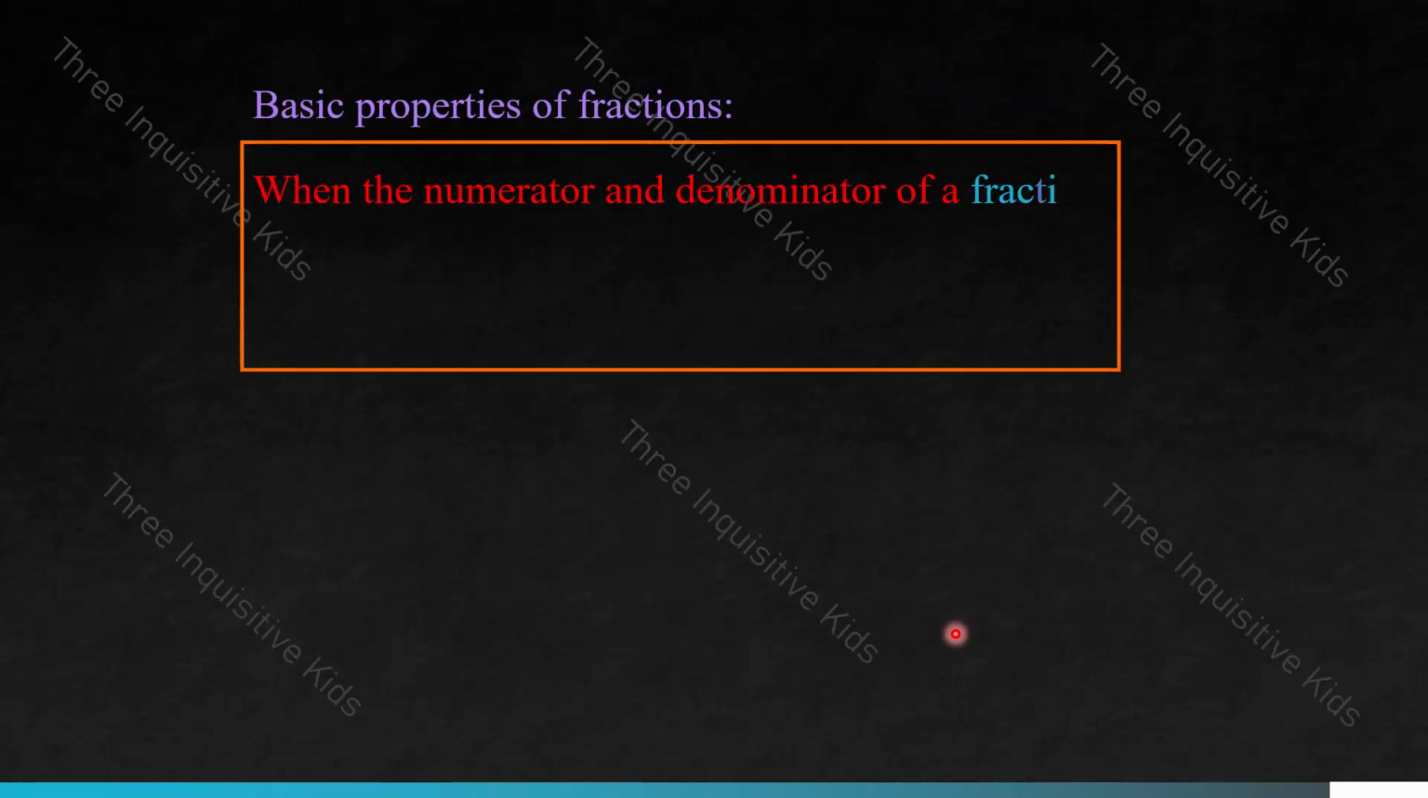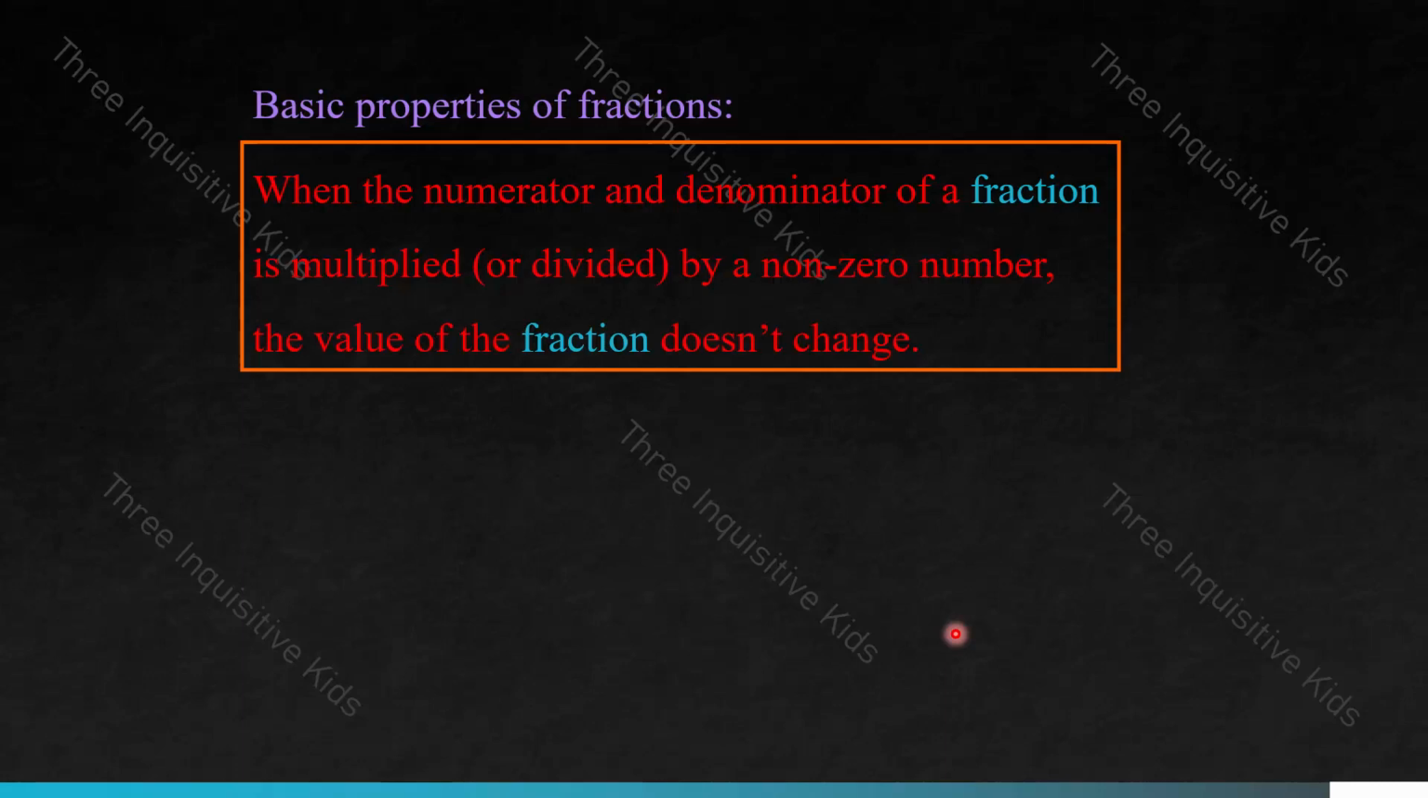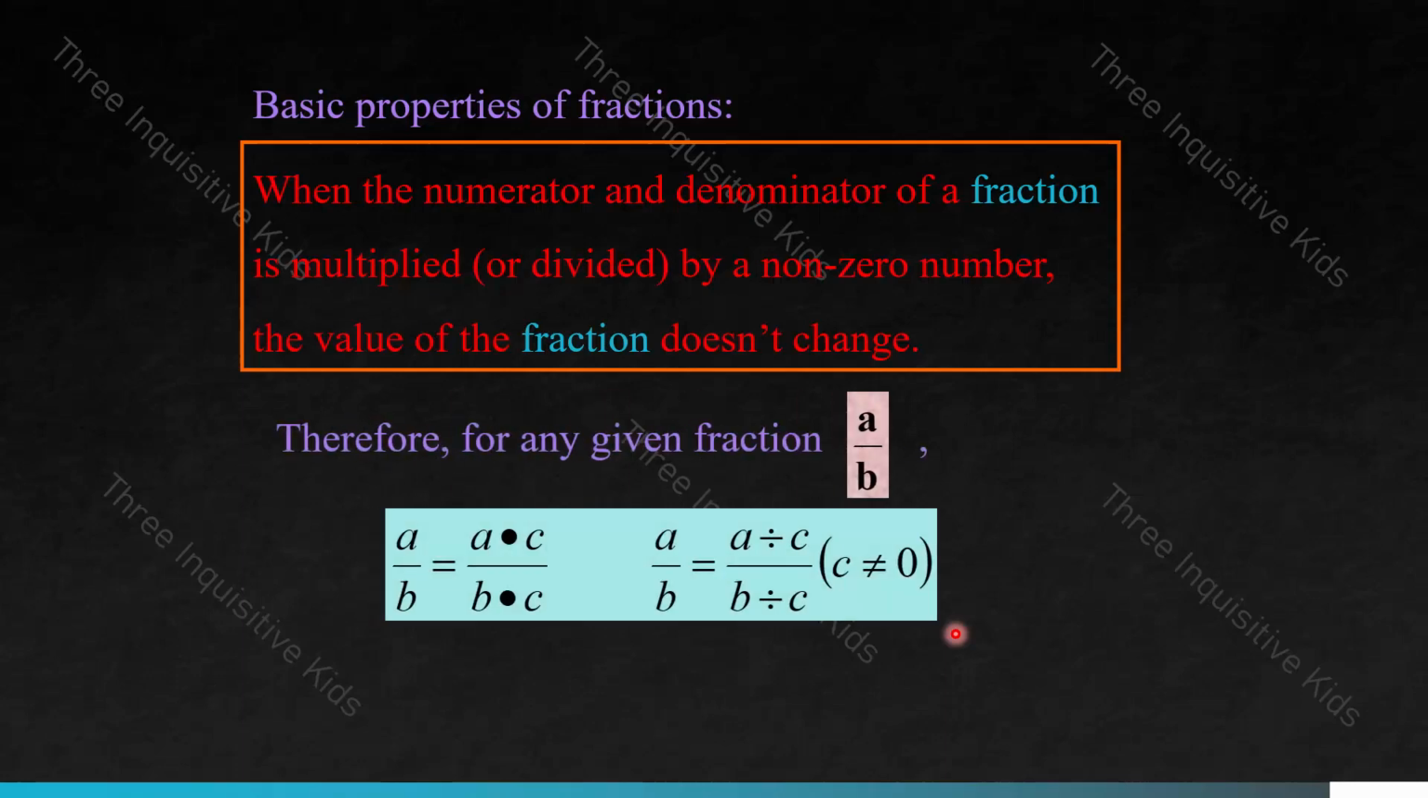Here are the basic properties of fractions. When the numerator and denominator of a fraction are multiplied or divided by a non-zero number, the value of the fraction doesn't change. Therefore, for any given fraction, a over b is equal to a times c over b times c. A over b is equal to a divided by c over b divided by c, when c is not equal to 0.